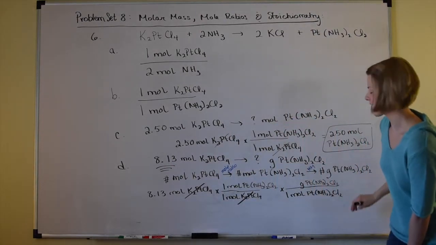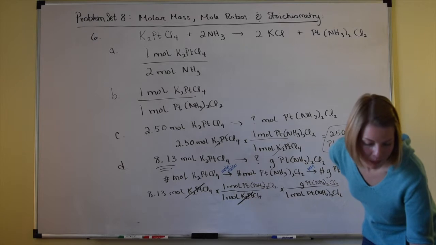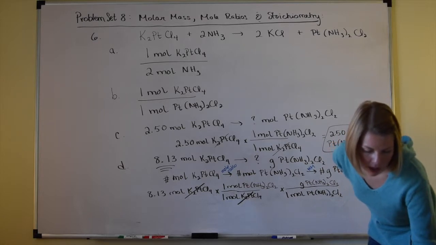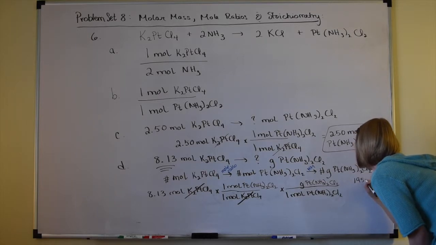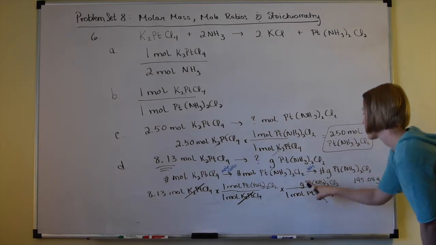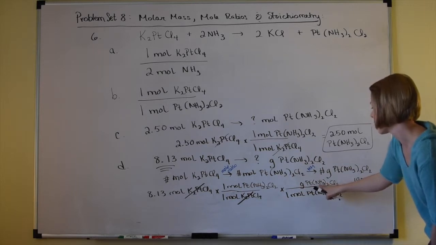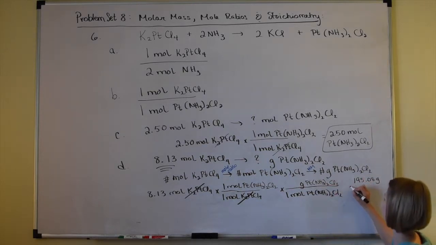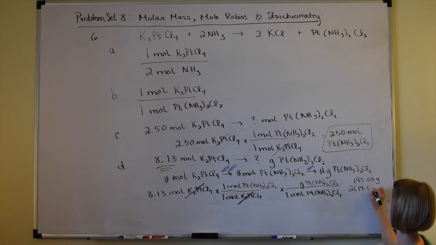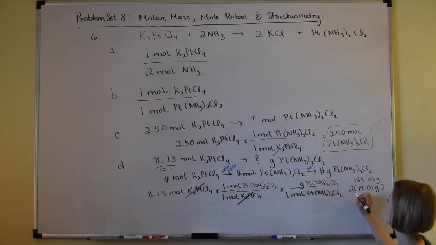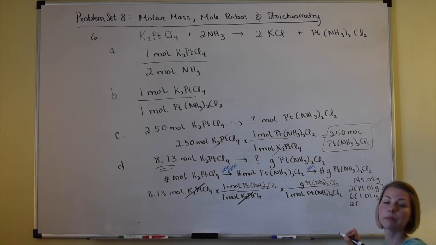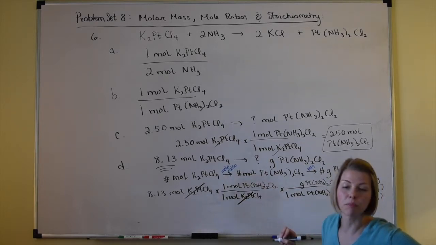All right, so let's look up the molar mass for the platinum. 195.08. Okay, that's for my platinum. Now there is not just one nitrogen, there's two. So I'm going to do 2 times 14.01 for the mass of my nitrogen. Notice there's 3 times 2, there's 6 hydrogens, so 6 times 1.01. And then there's 2 chlorines, so 2 times 35.45.